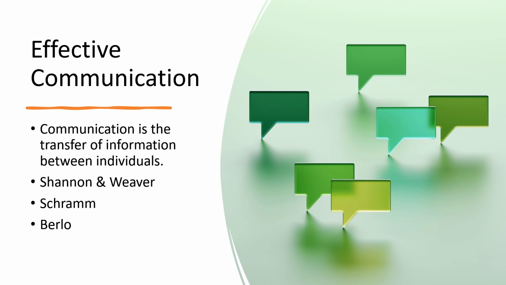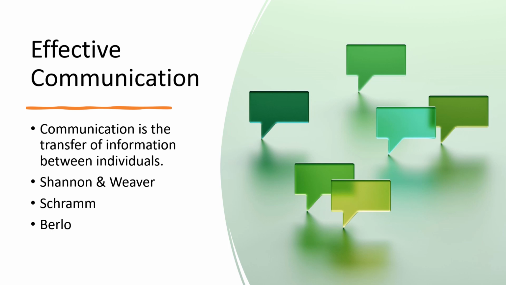The sender starts the message. The encoder is how the message is transmitted. The channel is how the encoder transmits the message. The decoder changes the signal back to the message. The receiver gets the message. Noise is an environmental distraction that can interfere with messaging.